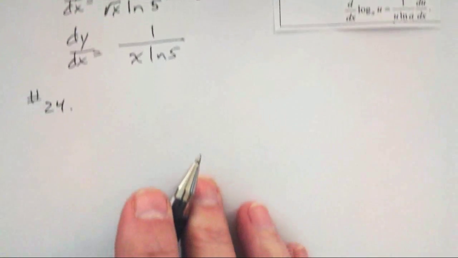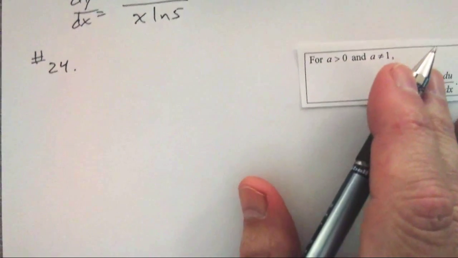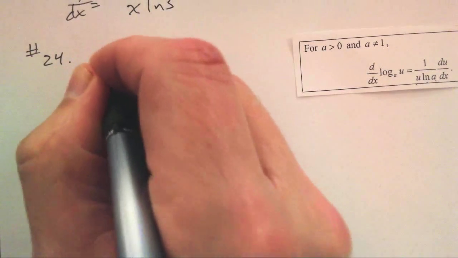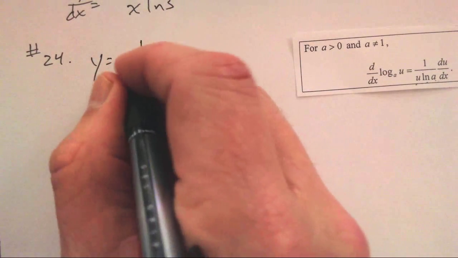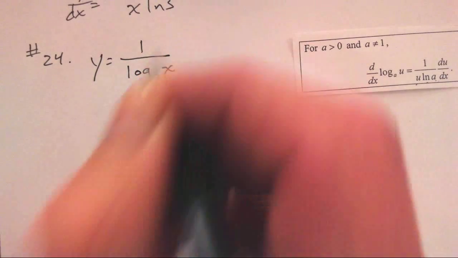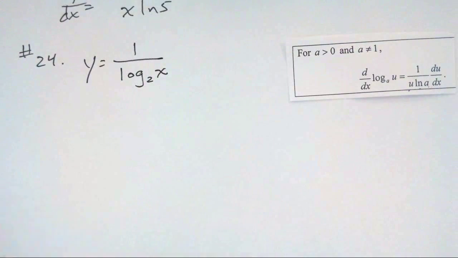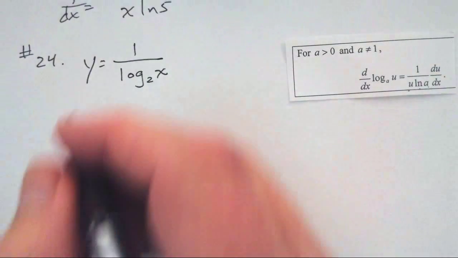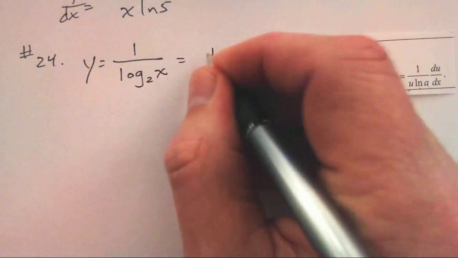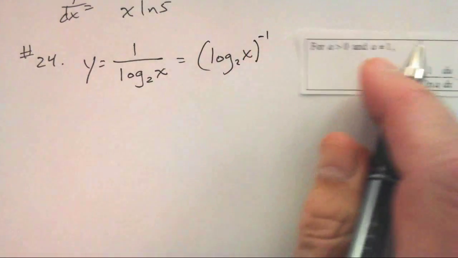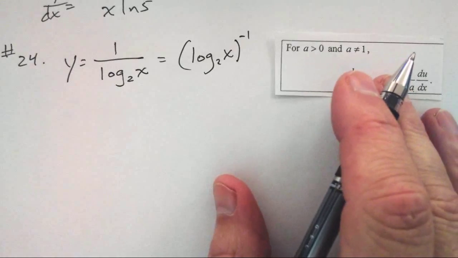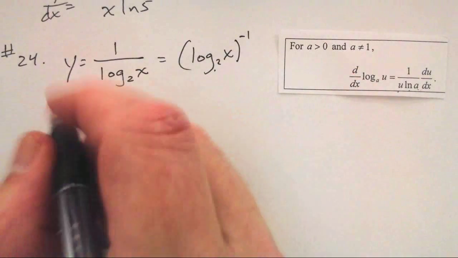Number 24. Take a bunch of these guys on the test. Number 24, here we have y equals 1 on log base 2 of x. And I could treat this like a quotient rule. I could also treat this like log base 2 of x to the negative first. And I think we're going to get there either way. That would be your challenge. Go ahead and try this a different way. I'm going to work with this guy.